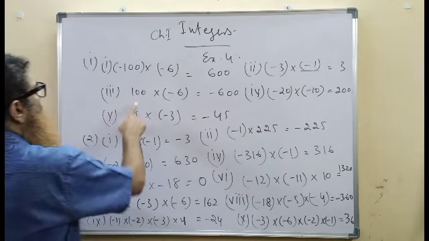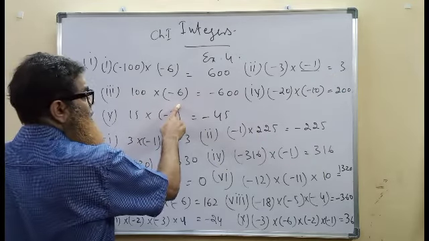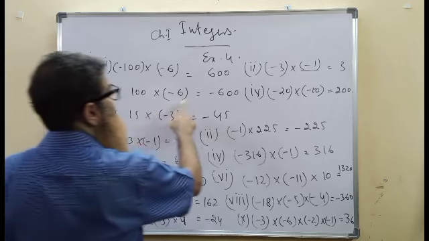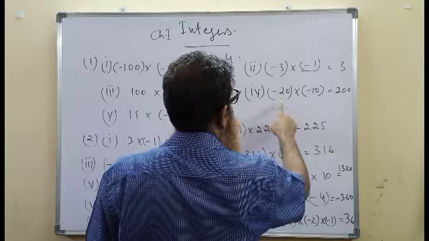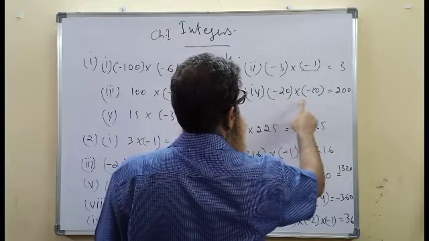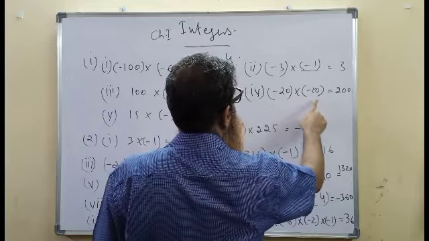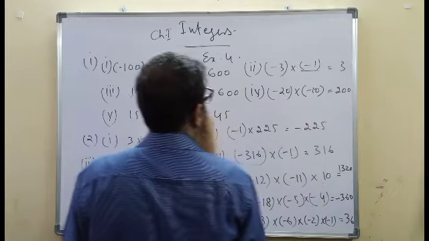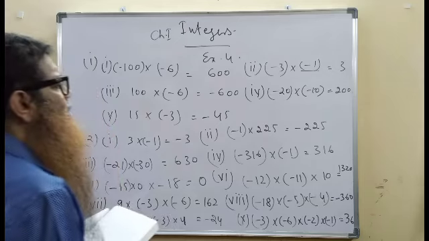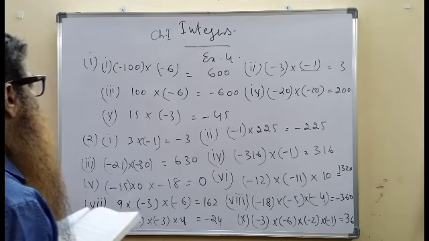Here one positive integer and one negative integer. 100 into minus 6 is minus 600. In the fourth question, fourth bit, we have two negative integers, minus 20 into minus 10. 20 into 10 is 200, minus into minus is plus. So, two negative integers give a positive integer, the result is 200.